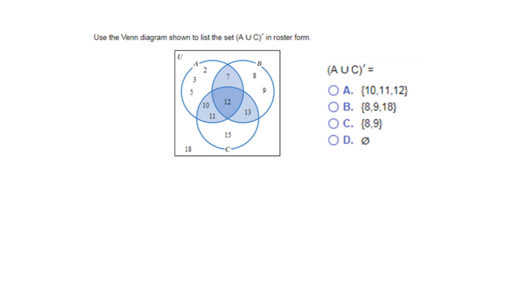Use the Venn diagram shown to list the set, the complement of A union C in roster form. So remember in the last section, we can always list each individual set in roster form and work this problem out. But what we're going to try to do with this one is just use the Venn diagram. So when we're doing the complement of A union C, remember we want to do what's inside the parentheses first. So I'm going to do A union C. So I'm going to grab set A and unite it with set C.